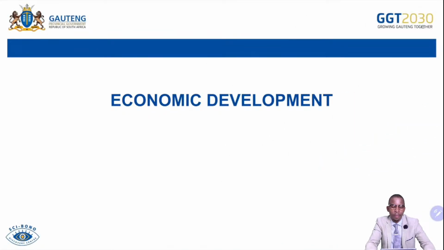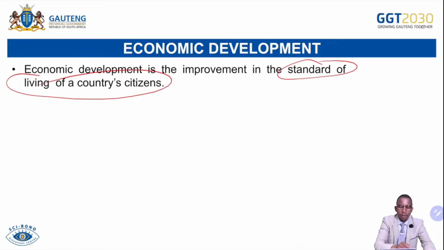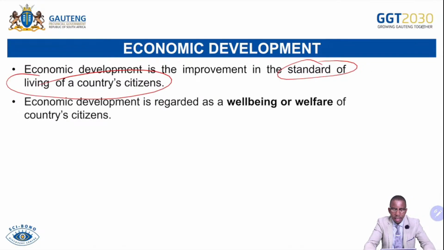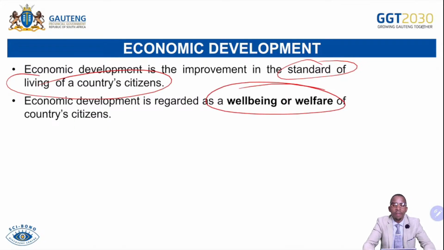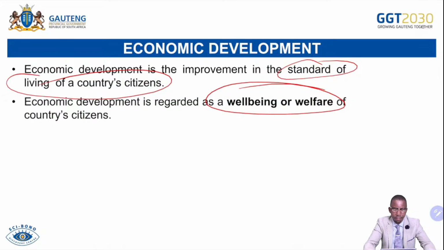Then we move to economic development. So economic development refers to the improvement of wellness or living standard of the people. Whenever the living standard for the people is increasing, we call that economic development. Economic development is regarded as the well-being or welfare of a country's citizens. Should people live under better conditions, having proper housing, water supply, electricity, that simply means we have economic development. If ever basic facilities are made available in the community that improve or uplift people's living standard, then we can say we have a high level of economic development.